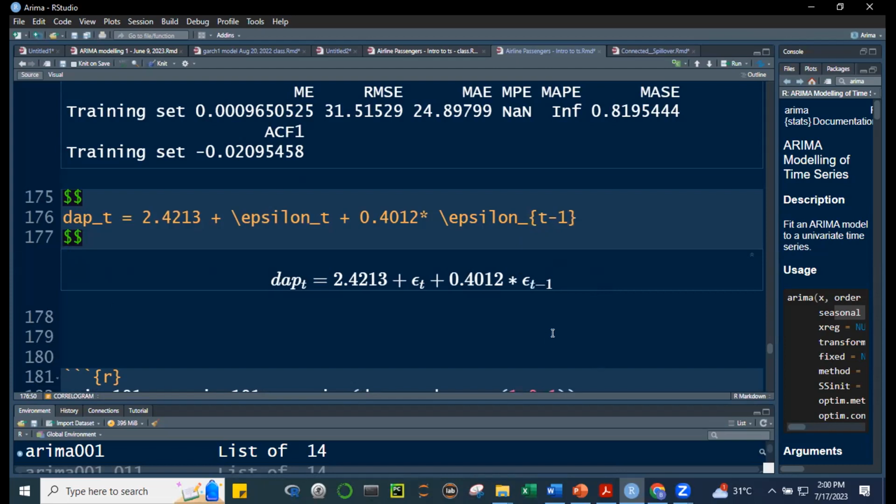All right, yan. Okay. So this is now your DAP sub T pa rin model natin, no? Yung difference ng airline passengers is equal to 2.4213, which is your intercept plus your error term plus log 1 ng error term. MA component to. Right?